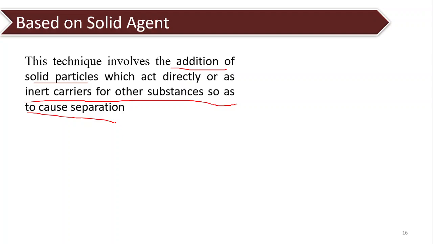Now come to the next topic. This is called the separation factor. So what is the separation factor? It very simply signifies or tells about the extent of separation. Means how much separation is possible for the given system. So the separation factor tells this information.